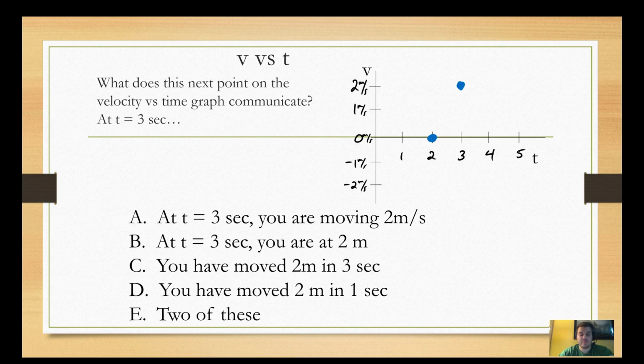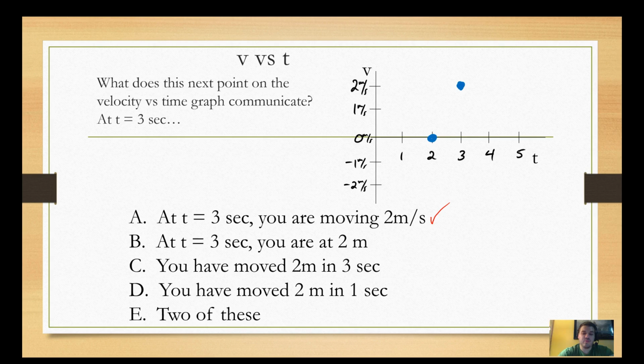So answer choice A, at 3 seconds I'm moving at 2 meters per second. Yeah, that's true. At that time, that's how fast I'm moving. At 3 seconds, I am at 2 meters. That we don't know, right? Because, again, we don't know what's our starting position. So we could find how far we moved, but we don't know where we started.